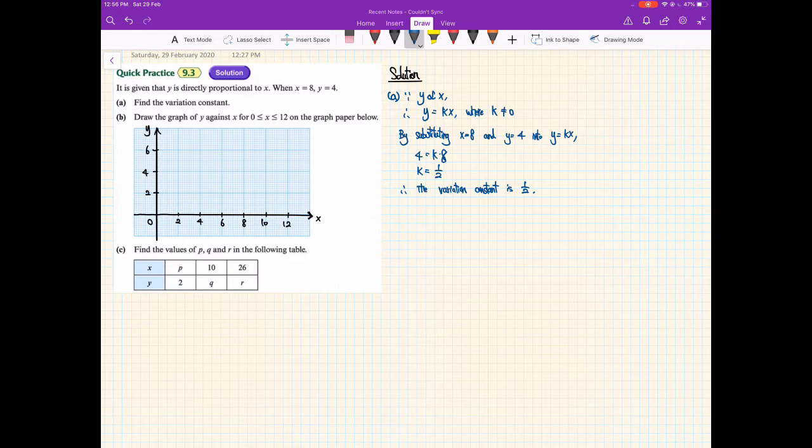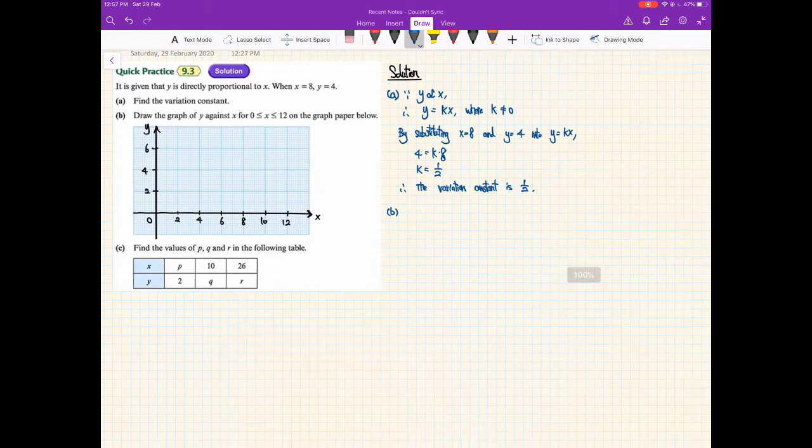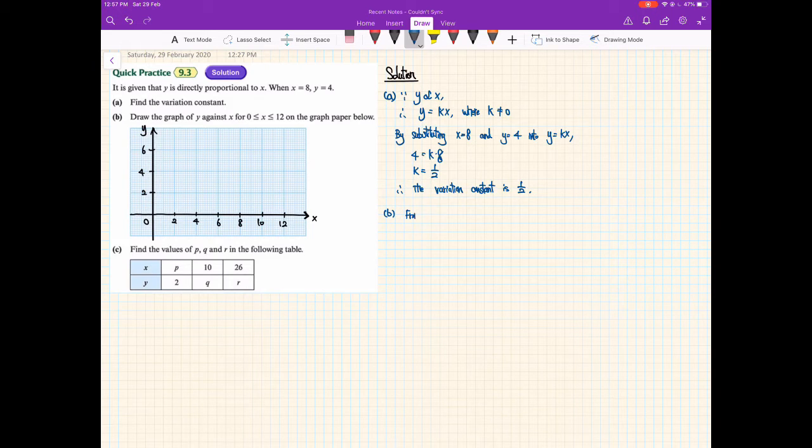Part B, draw the graph of y against x for x in between 0 and 12 on the graph paper below. Let me do it on the left-hand side. I have already drawn the coordinate plane. Okay, so we have got the x-axis, y-axis, and the origin. Now we have to draw the graph. From part A, we have got y equals kx, which is y equals 1 over 2 times x.